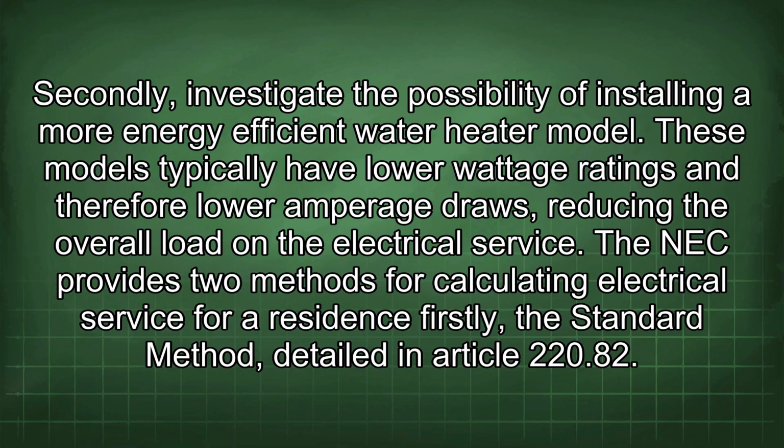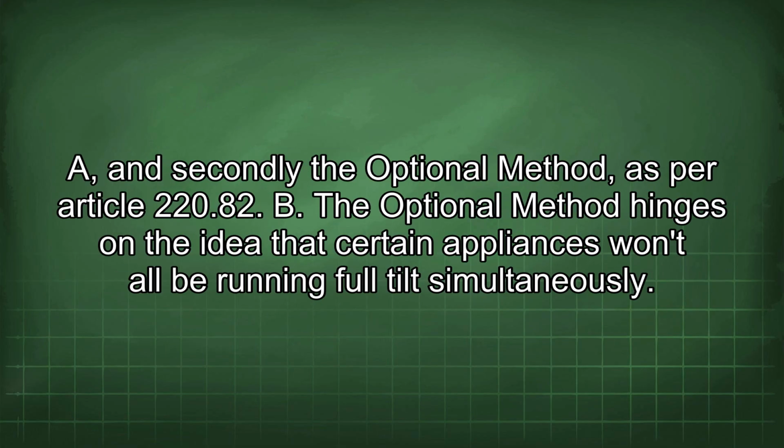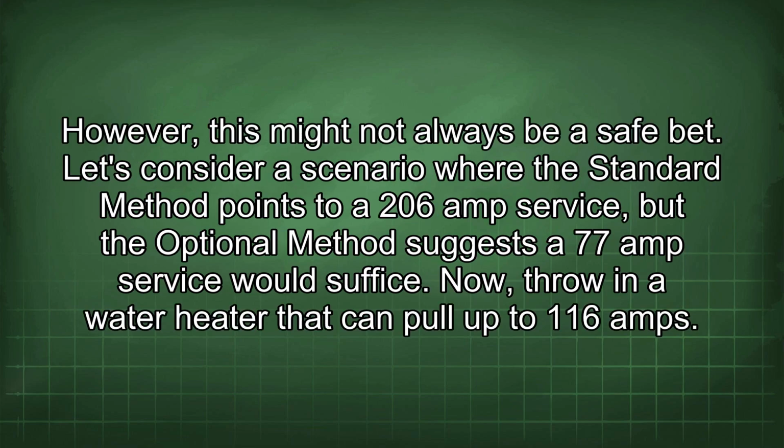The NEC provides two methods for calculating electrical service for a residence. Firstly, the standard method, detailed in Article 220.82a, and secondly, the optional method, as per Article 220.82b. The optional method hinges on the idea that certain appliances won't all be running full tilt simultaneously. However, this might not always be a safe bet. Let's consider a scenario where the standard method points to a 206 amp service, but the optional method suggests a 77 amp service would suffice.